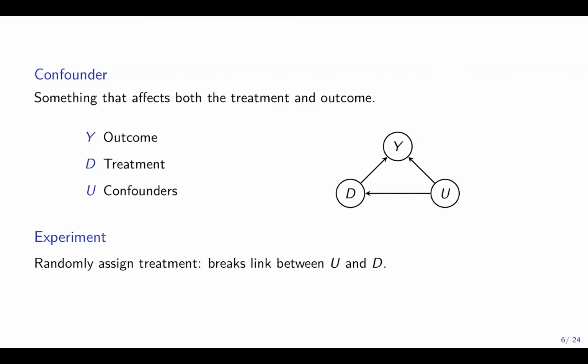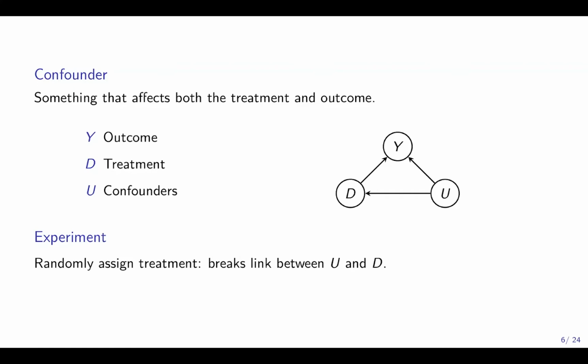Confounding could make it look like a treatment doesn't cause an outcome, when actually it does. It could also make it look like it does cause an outcome, when in fact it doesn't. Confounding could even reverse the direction of a relationship. It could make it look like a treatment that's really beneficial is actually harmful. So confounding is a huge problem.